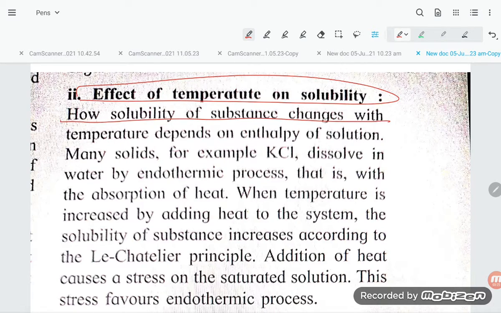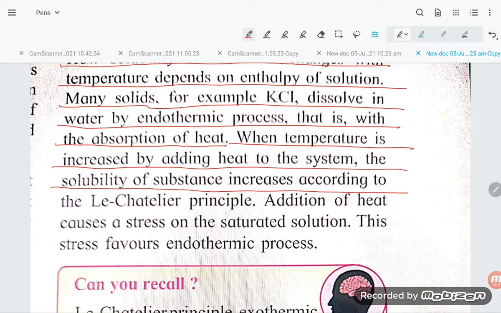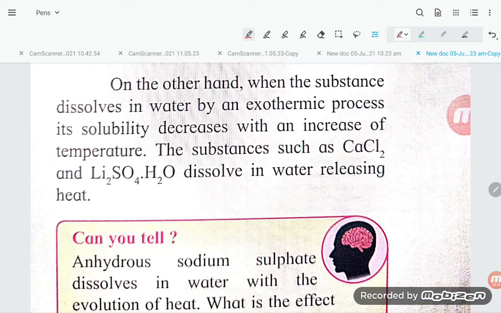Now, effect of temperature on solubility. How the solubility of a substance changes with temperature depends on the enthalpy of solution. Many solids, for example KCl, dissolve in water by an endothermic process, that is with the absorption of heat. When temperature is increased by adding heat to the system, the solubility of the substance increases according to Le Chatelier's principle. Addition of heat causes stress on the saturated solution. This stress favors the endothermic process. Le Chatelier's principle, exothermic and endothermic processes, we will understand in another video.